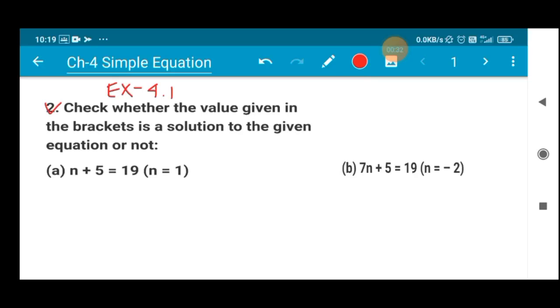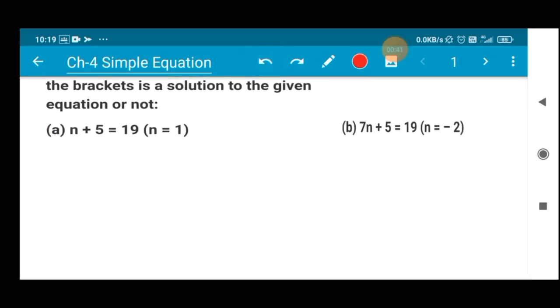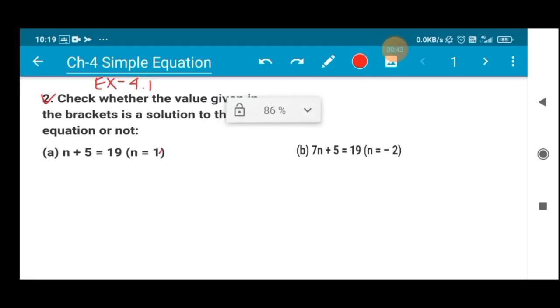Check whether the value given in the bracket is a solution to the given equation or not. So here the simple thing we did in the last class is very similar. You have to verify whether this value of n is suitable here or not. That means the left hand side and the right hand side are getting matched or not. So let us start solving.